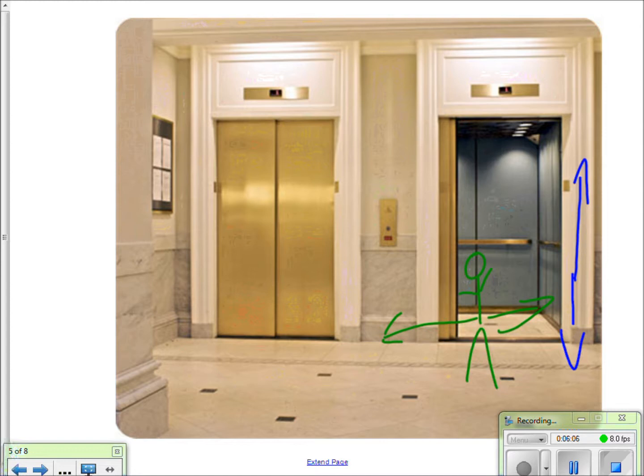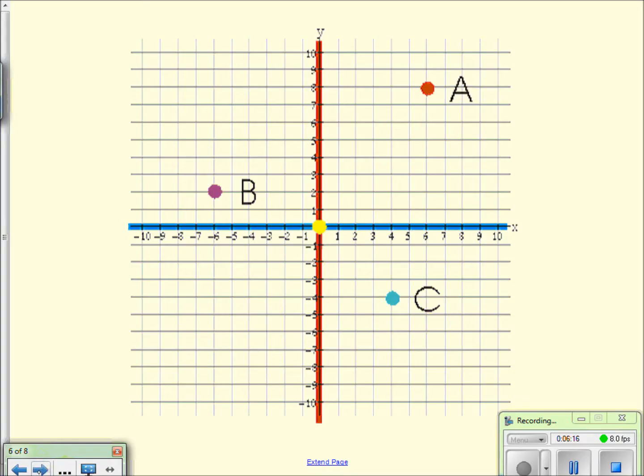The first number is your horizontal, staying on the same floor. The second number lets you then go up and down and switch floors. So you can also kind of think of ordered pairs like an elevator that way. Right here we have 3 more points, point A, B, and C. We're going to identify their locations, giving them an ordered pair.